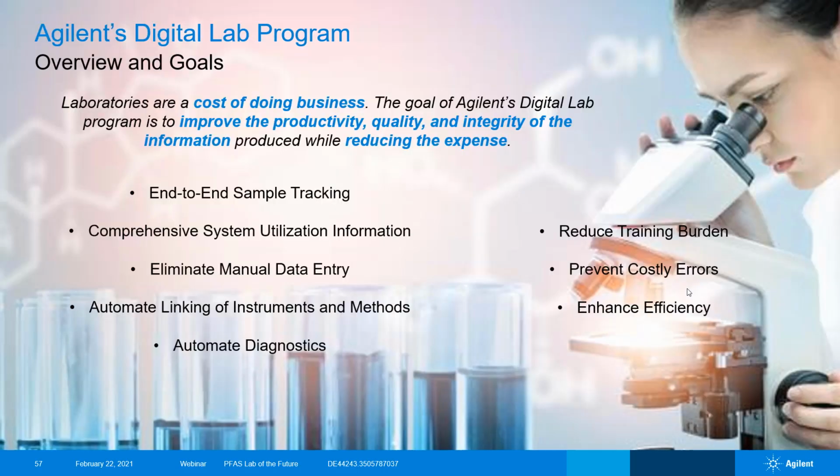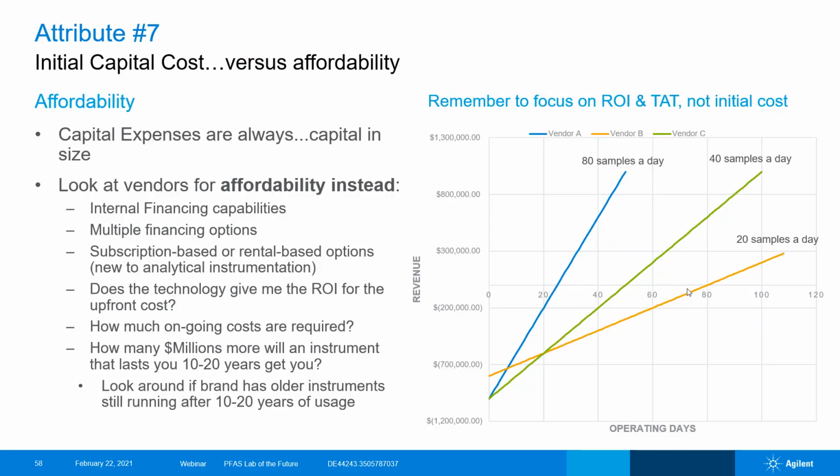So the critical aspects of our digital lab program are the end-to-end sample tracking, comprehensive system utilization, so it's always performing at its topmost level, to eliminate manual tasks, and also then to provide and perform automated diagnostics so that this reduces the burden and costs on the lab, right? So with that, my message to you is, reach out to Agilent if you're interested in this. We would love to partner with you through the digital lab program to improve your PFAS analysis in the future.